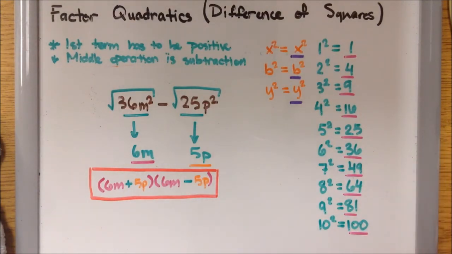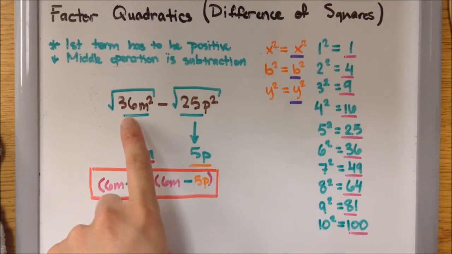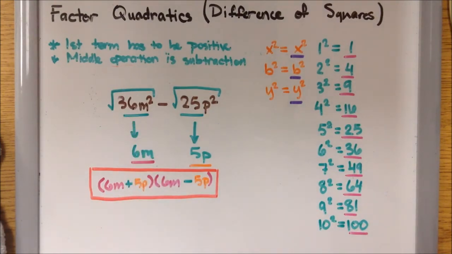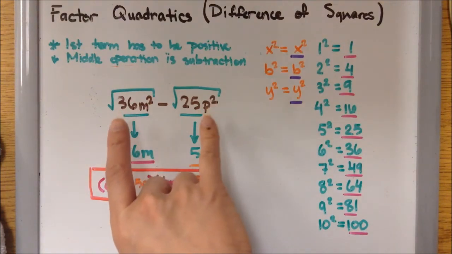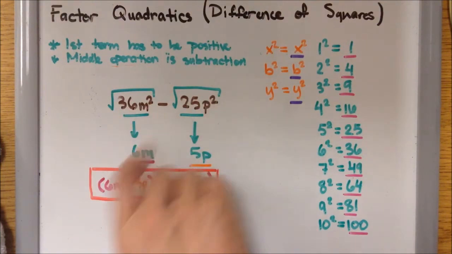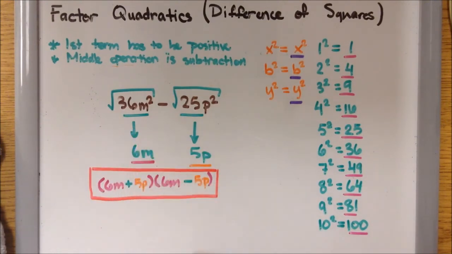So to review, this example had a number in front of m squared, a number in front of the first term. It's still able to work as long as it's a positive perfect square. And when you check for both perfect squares, minus, and the first one is positive, you can still do the square root, 6m, 5p, and then just plug it into your answer. 6m plus 5p, 6m minus 5p. That's it.